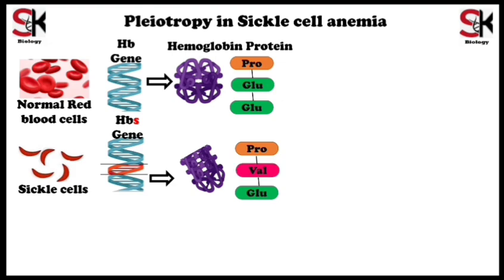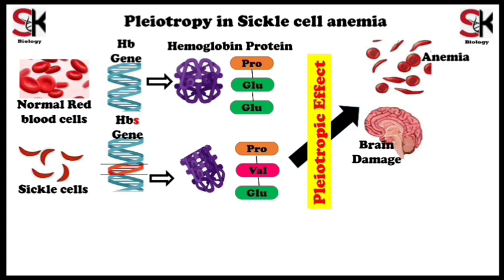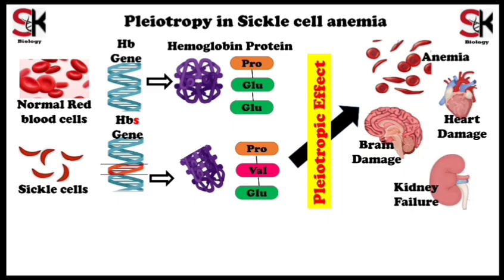This change in the hemoglobin gene leads to pleiotropic effects such as anemia. This condition is because of a mixture of healthy and sickle RBCs, which reduces the count of healthy RBCs. Another pleiotropic effect is organ damage or failure, which includes brain damage, heart damage, and kidney failure.